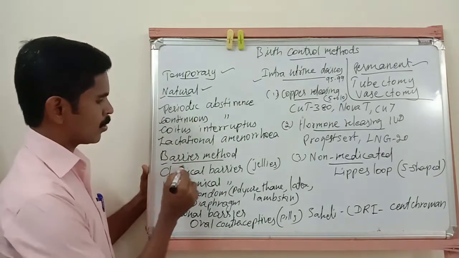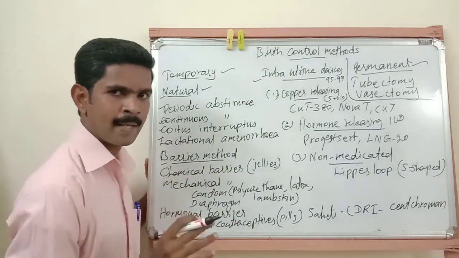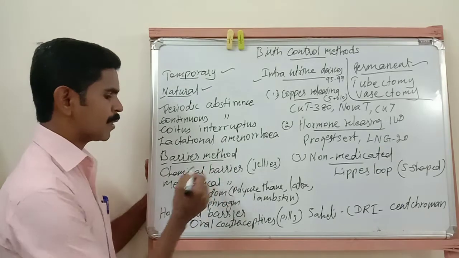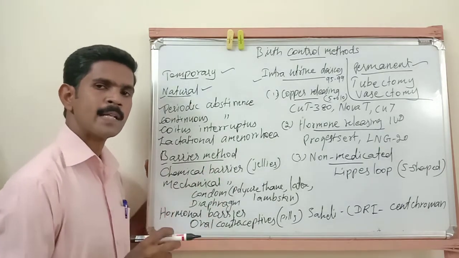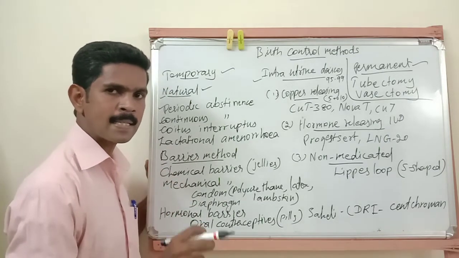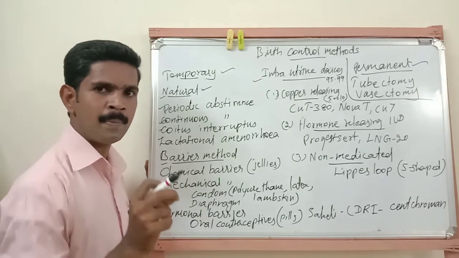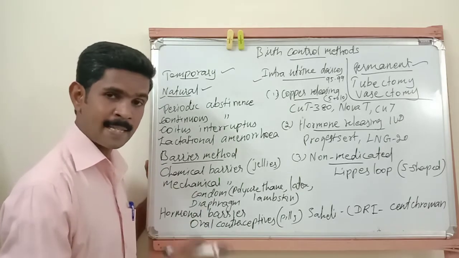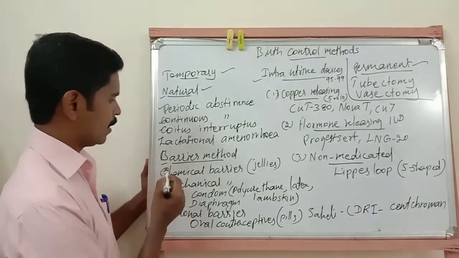Next we are going to study about barrier methods. Barrier in Tamil we can say tadaigal. Barrier methods mean that by using some devices or some chemicals, the fusion or joining of the male sex cell and female sex cell is prevented. The meeting of the egg cell and the sperm cell is prevented.